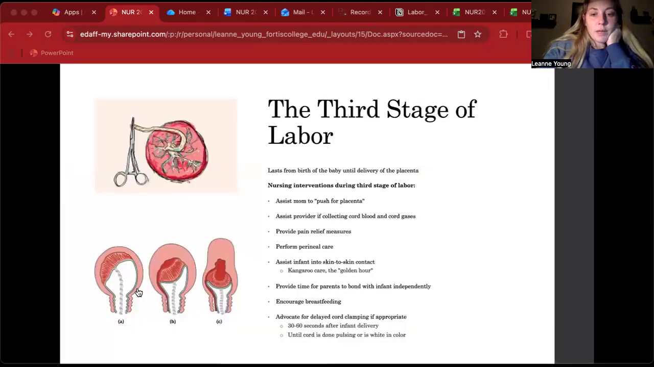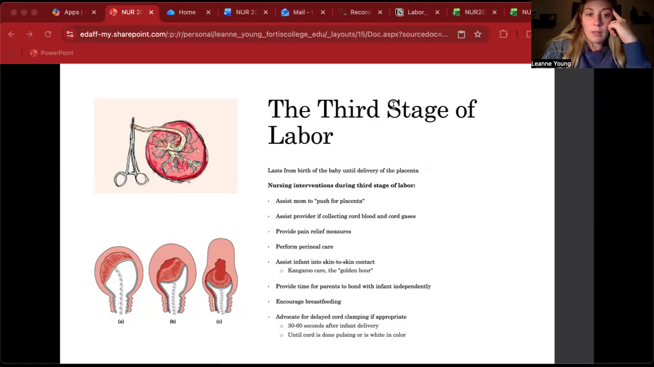The third stage of labor, excuse me, that lasts from birth of the baby until the delivery of the placenta. Nursing interventions during this stage. We're going to assist the mom to push for the placenta. When that placenta detaches from the wall, mom will feel like she has to push again, kind of. So we help her deliver the afterbirth, deliver that placenta.